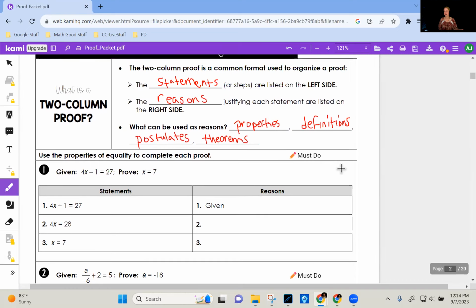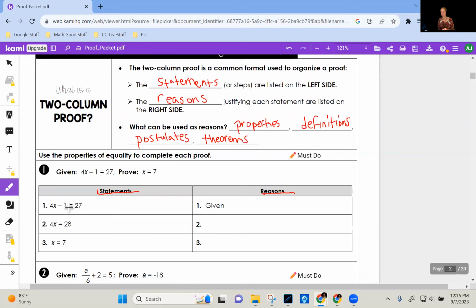So again, we have statements on one side. It's going to be these. We have reasons on the other side. And so here we always have a given, and we have what we are asked to prove. So I typically write my given on the very first line, and my reason for that is that it's given. Okay, and then my goal is to make the very last line be what I've proven, but I have to do that in logical steps, logical statements, and give a reason for each.